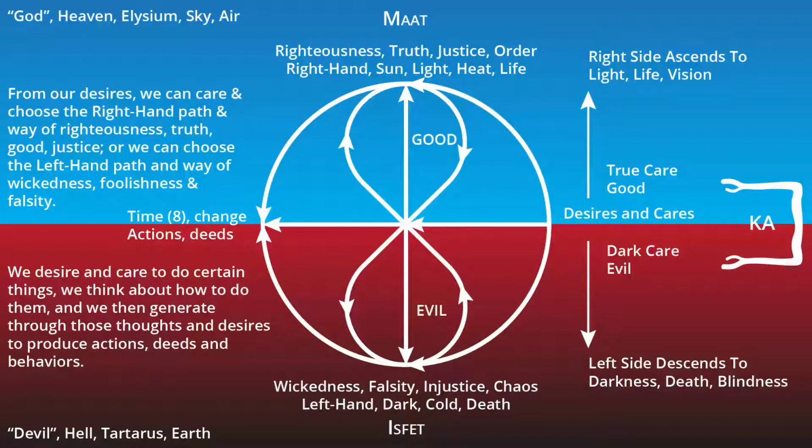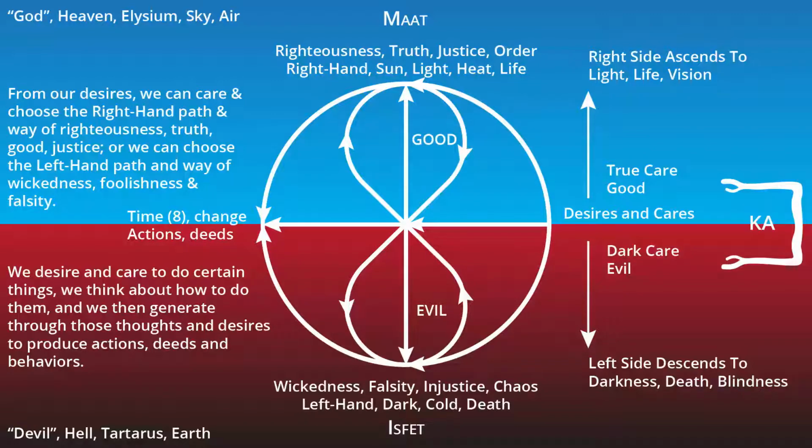So we have God, symbolic of God, heaven, Elysium, sky, air, and at the bottom, devil, hell, Tartarus, earth. So from our desires, we can care and choose the right-hand path and way of righteousness, truth, good, justice, or we can choose the left-hand path and way of wickedness, foolishness, and falsity. We desire and care to do certain things, we think about how to do them, and we then generate through those thoughts and desires to produce actions, deeds, and behaviors.